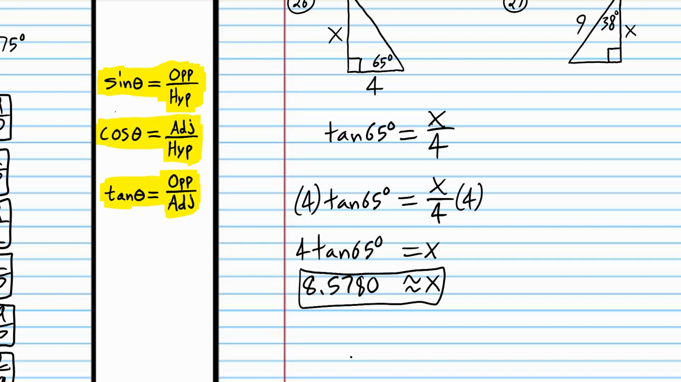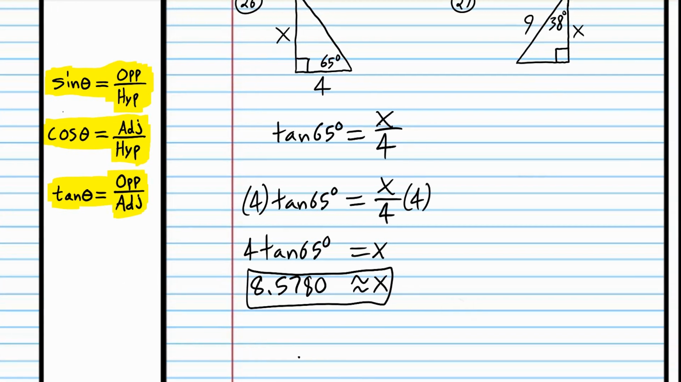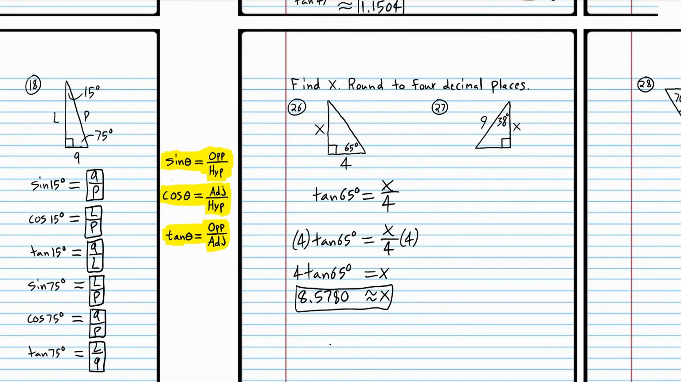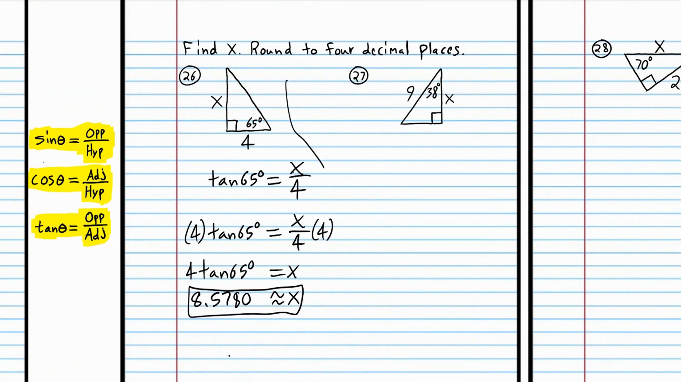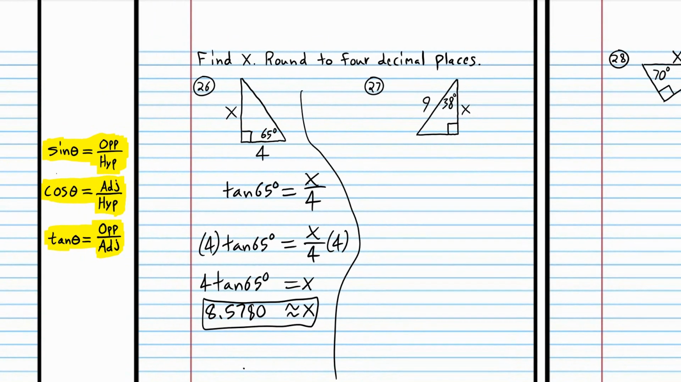But if you're using the iPhone, I'm warning you, if you don't do it in the order that I did it, first plug in the 65, then push the tan button, then push the times button, and then 4, you're going to get your answer. If you don't do it that way, things are going to get complicated. There might be another way to do it, but that's just the way that is easiest that I know of. It might work if you push 4 times 65 and then the tan button, then equals. That might work also.